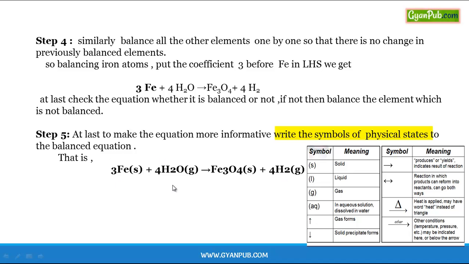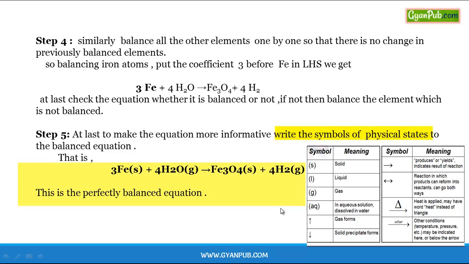So the equation here is more informative. We can say that solid iron when reacted with gaseous water gives rise to solid ferric oxide plus hydrogen, which is a gas again, and here it is totally balanced, a perfectly balanced equation. So balancing the equation using these steps makes it easier.